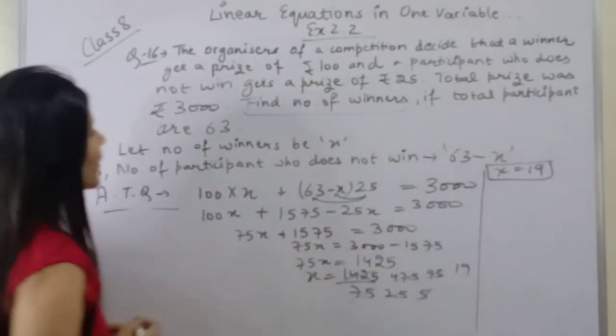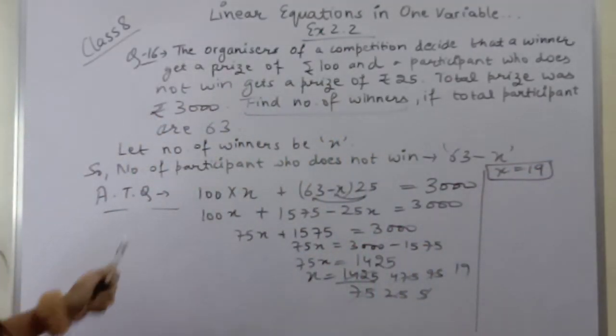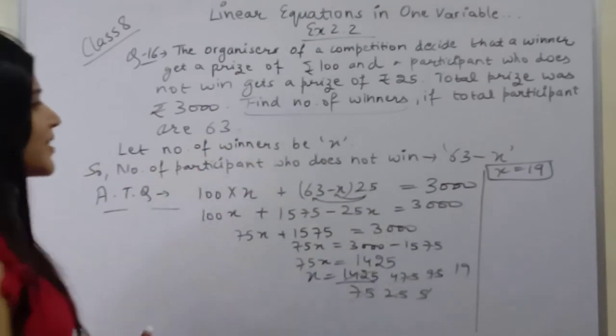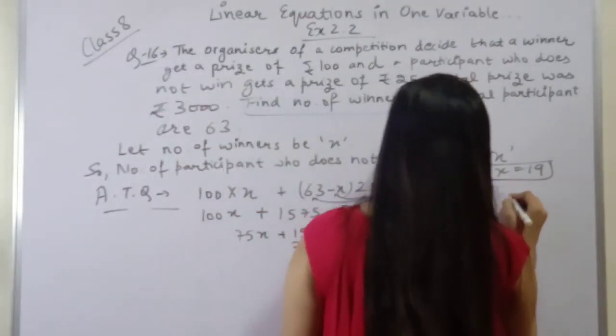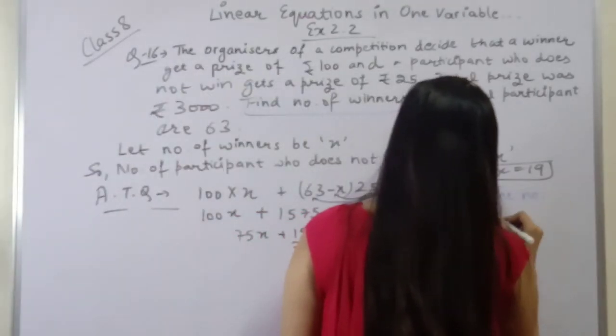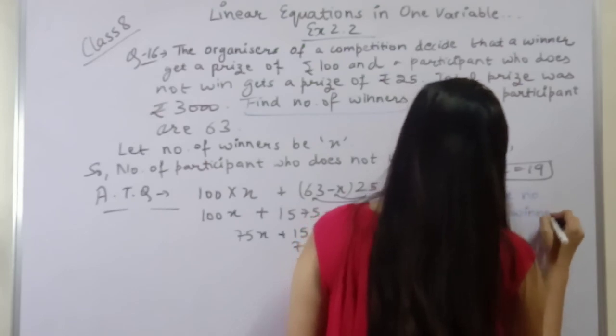It means हमें क्या निकालना था, number of winners, and number of winners were x. So it means that the number of winners are 19.